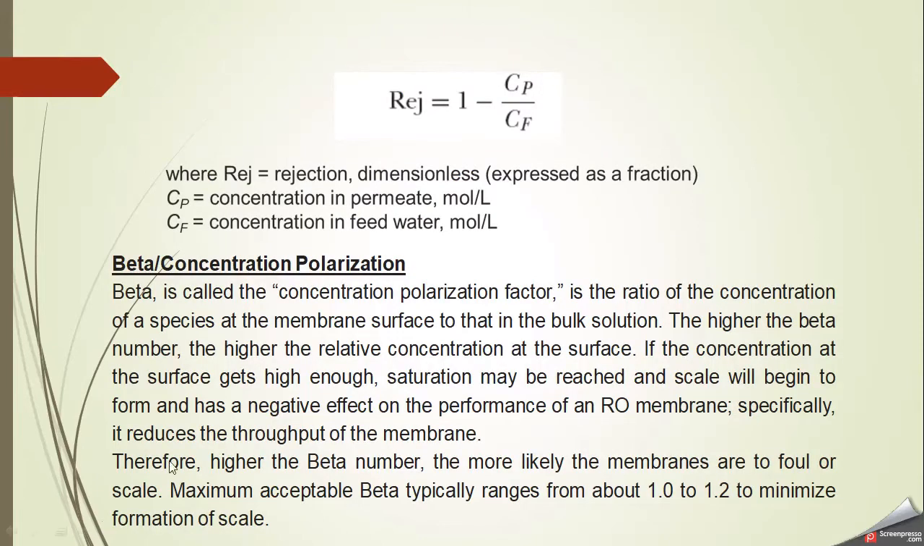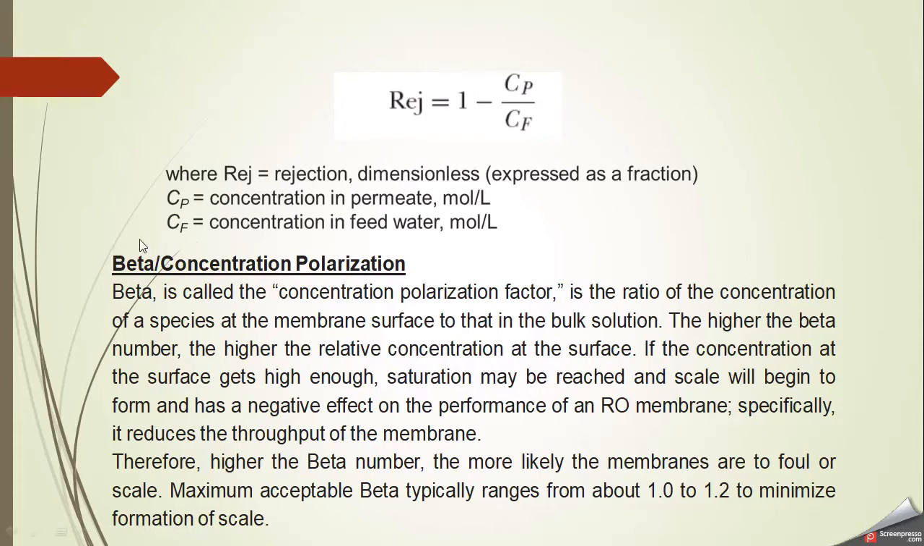After recovery there is rejection. This is the formula. Rejection is 1 minus Cp over Cf. Rejection is a dimensionless quantity, where Cp is the concentration in permeate in moles per liter and Cf is the concentration in feed water in moles per liter. So this is the rejection, which is 1 minus this ratio.